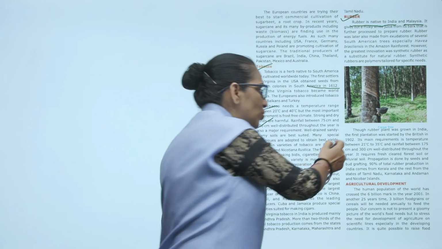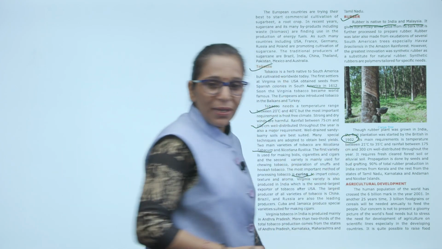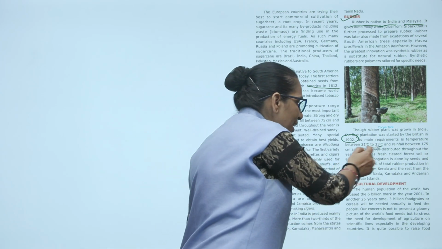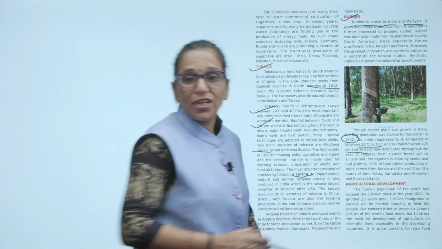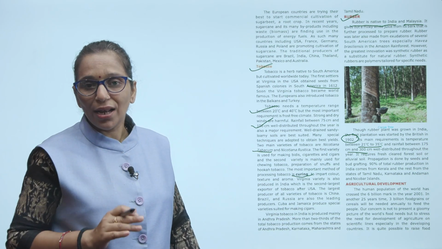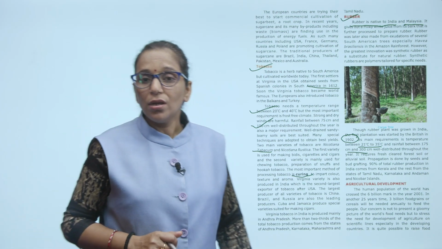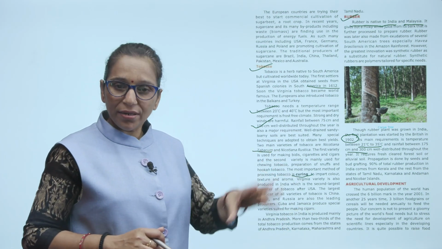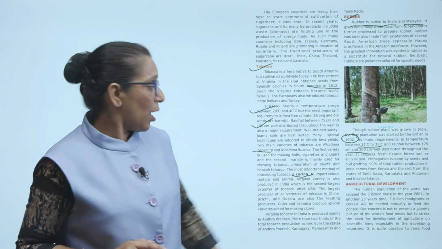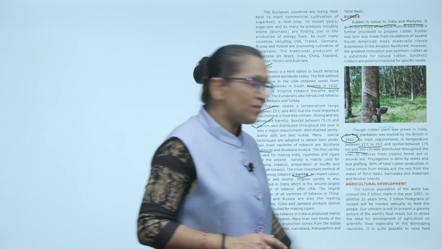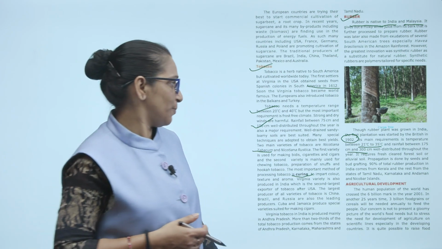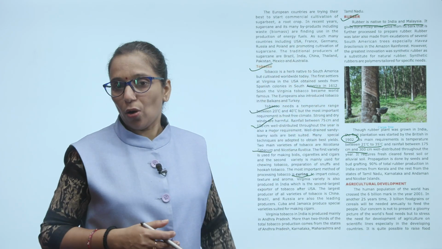The first plantation was started by the British in 1902. Its main requirements: temperature of 21 to 35 degrees centigrade and 170 to 300 centimeters of rainfall. It requires freshly cleared forest soil and alluvial soil for its growth. Propagation is done by seeding and bud grafting. 90% of total rubber production in India comes from Kerala, and the rest is from Tamil Nadu, Karnataka, and Andaman and Nicobar Islands. Now these were the commercial crops.